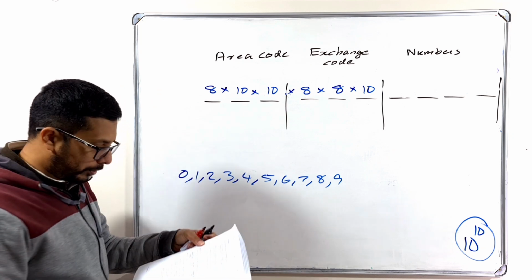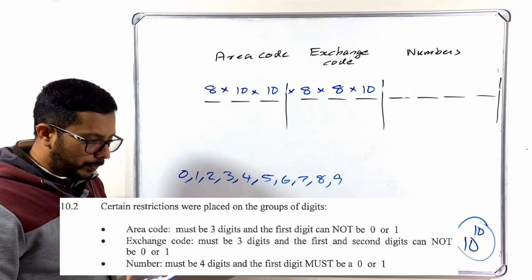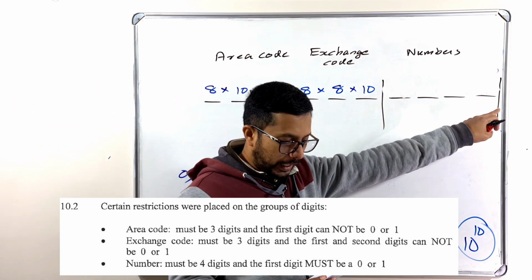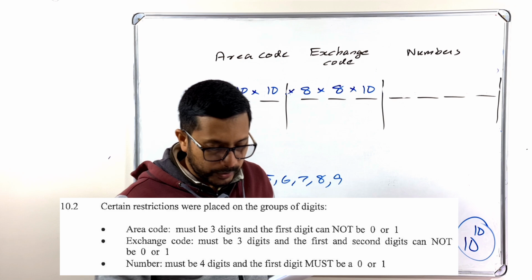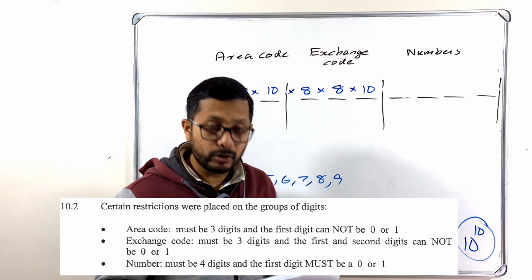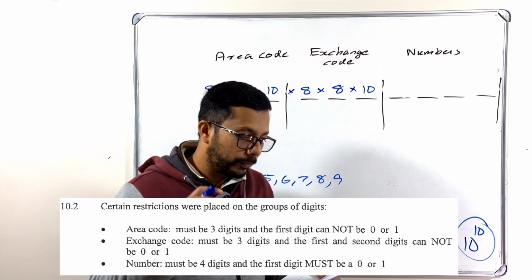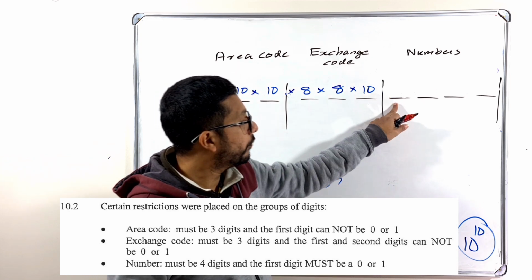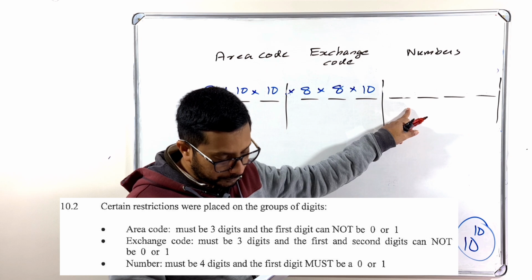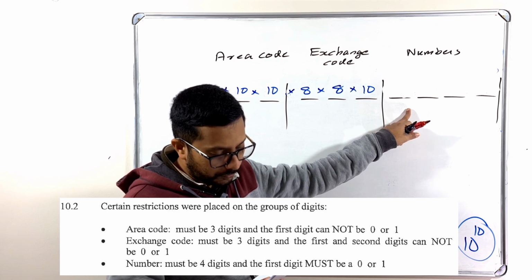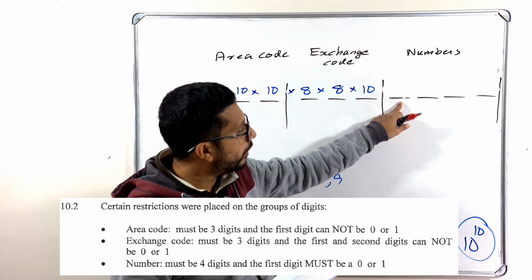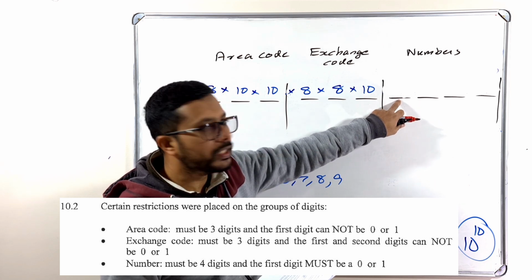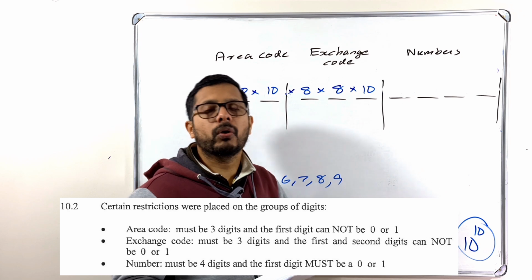Now what about the last bullet? Number must be 4 digits and the first digit must be 0 or 1. Look at that sentence, don't be confused. The first number must be 0 or 1. We are talking about this first digit. So they are saying that this first digit must be 0 or 1.